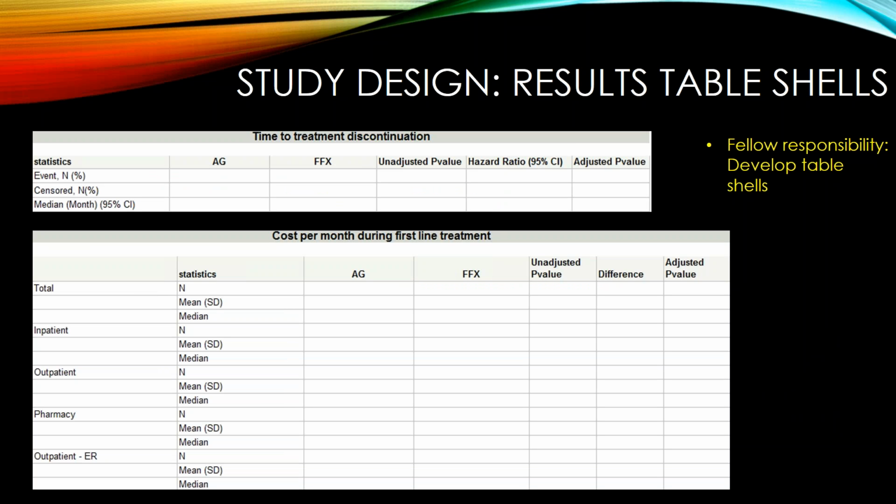For the study design results tables, we mentioned we're looking at time to treatment discontinuation and costs for both treatments. So this is an example of results. We don't have any results at this stage of the study, but we should be able to understand what we want our results to look like in terms of what information we are gathering. You can see here the N, the number of patients, the mean, median, and different types of costs. As a fellow, again, you're expected to develop these table shells and perhaps communicate the importance of them to your team members, both internally and externally.